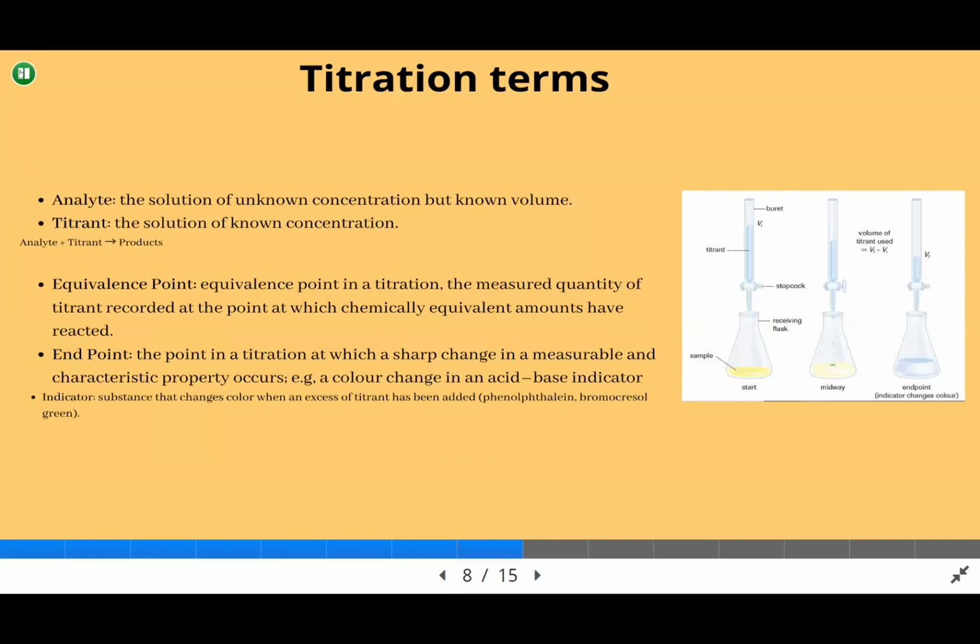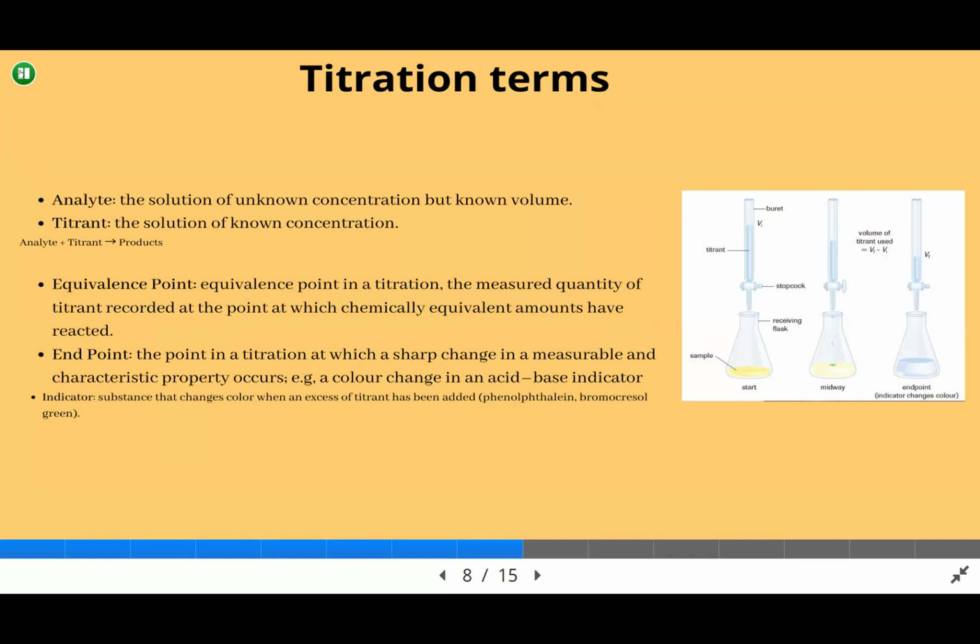Let's review some important titration terms. One is the analyte. This is the solution of unknown concentration but known volume. The titrant is the solution of known concentration. So your analyte plus your titrant gives you your products.